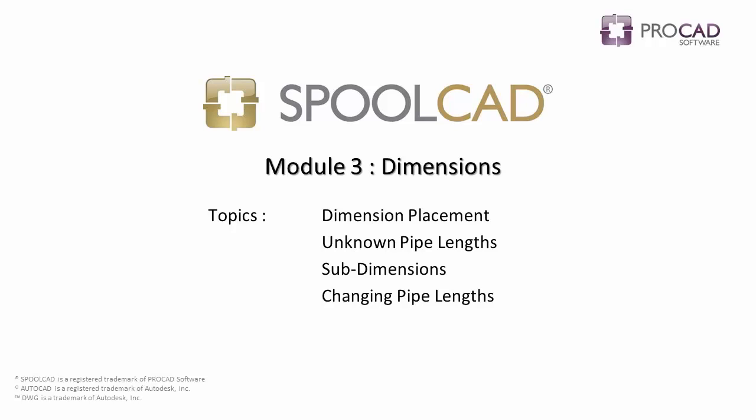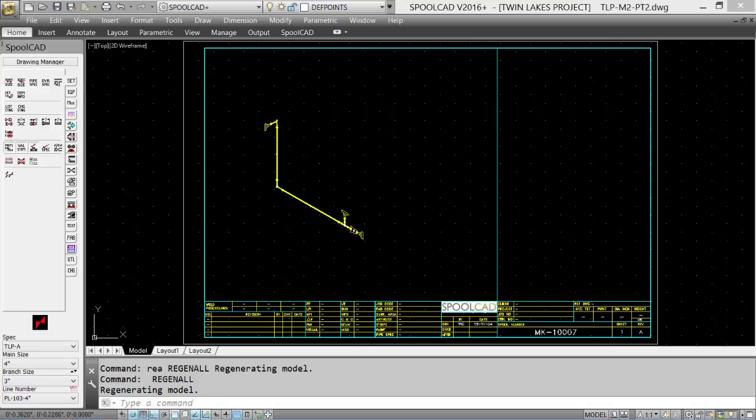Module 3, Dimensions, covers the following topics: dimension placement, unknown pipe lengths, subdimensions, and changing pipe lengths. After we have completed drawing the spool, it is now time to place the dimensions. Dimensions can be found under the Utilities tab, and then the ISO dimensioning tool.